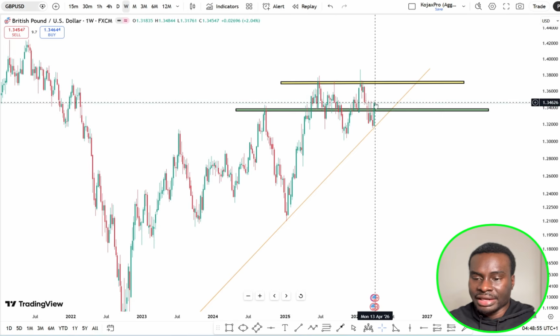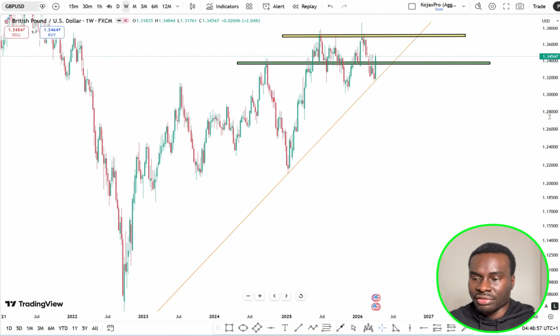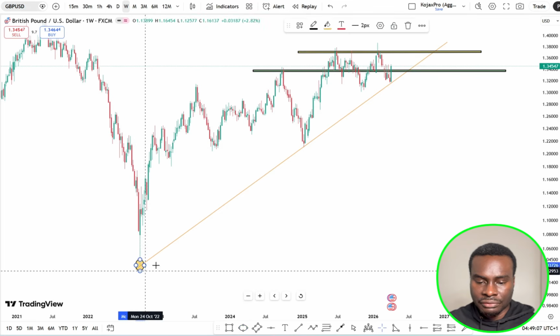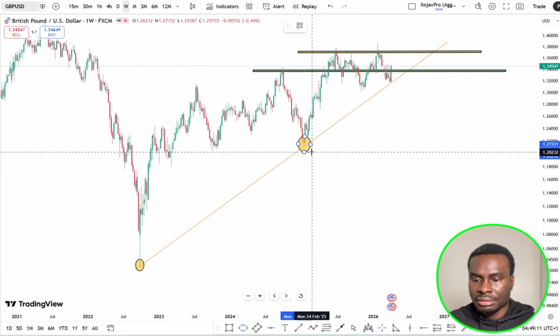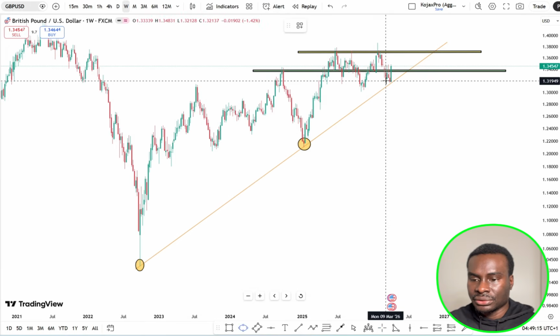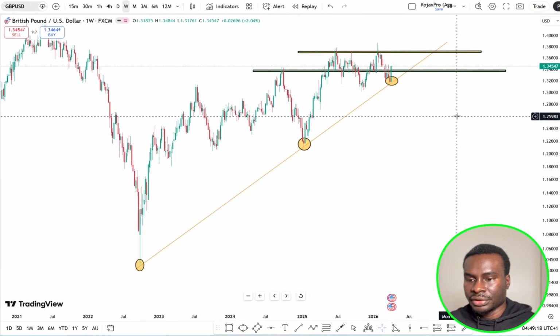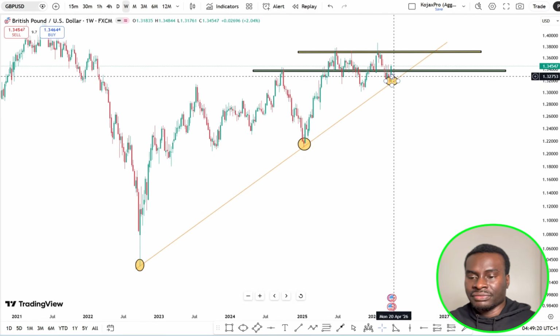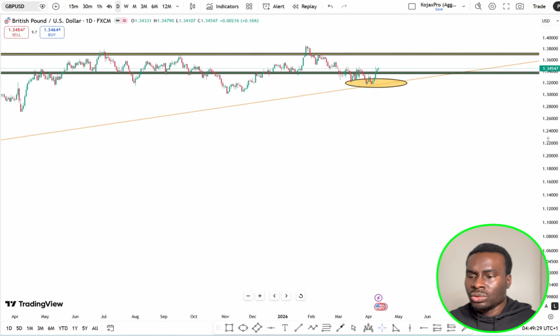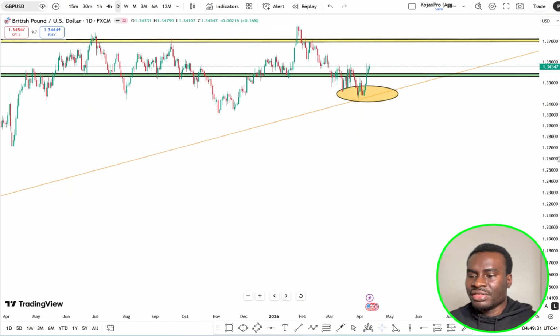So we have broken back into this level and we touched this trend line. If you look here now, we're having a third touch of the trend line, with this being the first touch, then this being the second touch, and then we're having a third touch right here. Now, if this is a valid third touch, all I'll be waiting for is a break above this zone, which is what GBP/USD is doing at the moment.